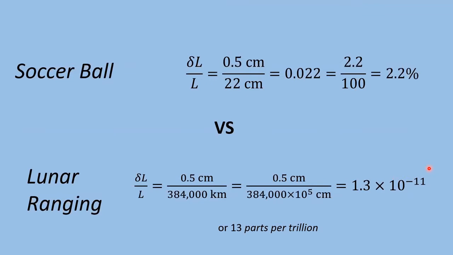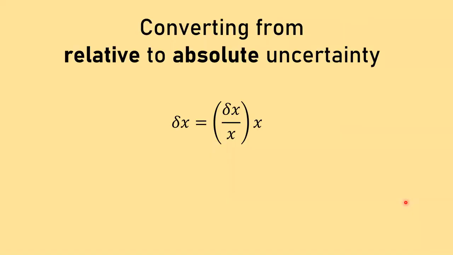So you could also say that scientists are able to measure the distance to the moon with a precision of 13 parts, just round it to 10 parts per trillion, which is easier, I think, to understand than looking at this number. They both work, but 13 parts per trillion, if you happen to know that a trillion is 1,000 billions and a billion's 1,000 millions, maybe that's easier for you to conceptualize.